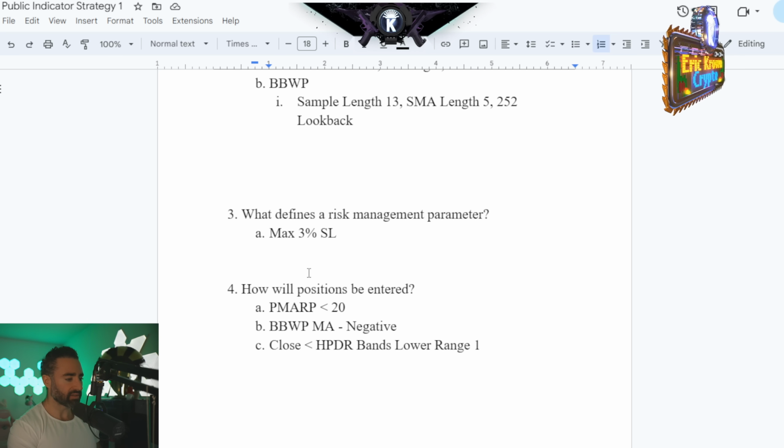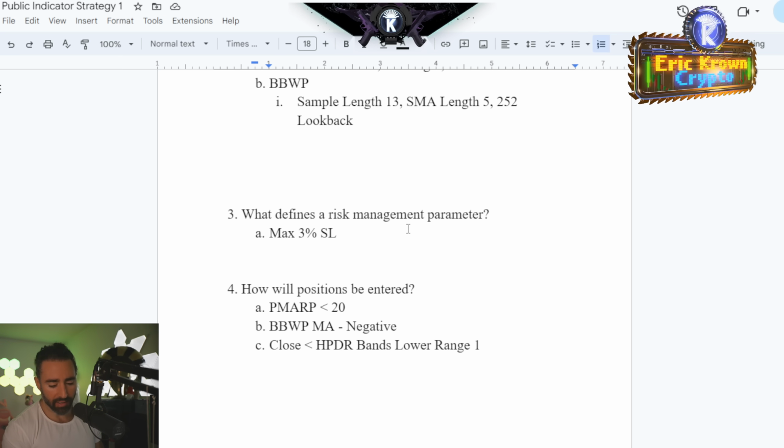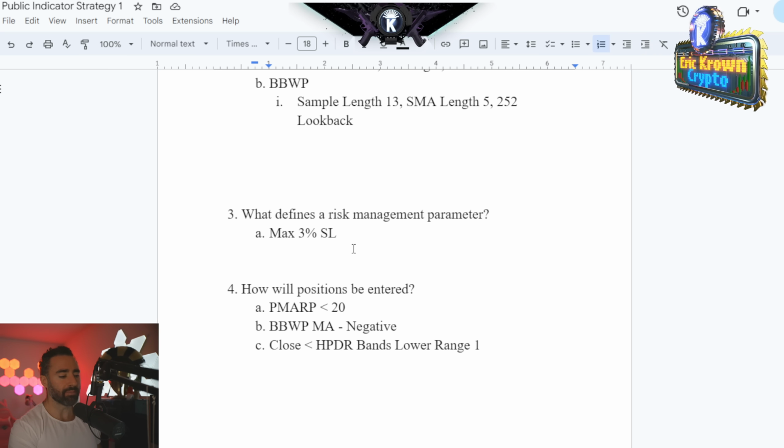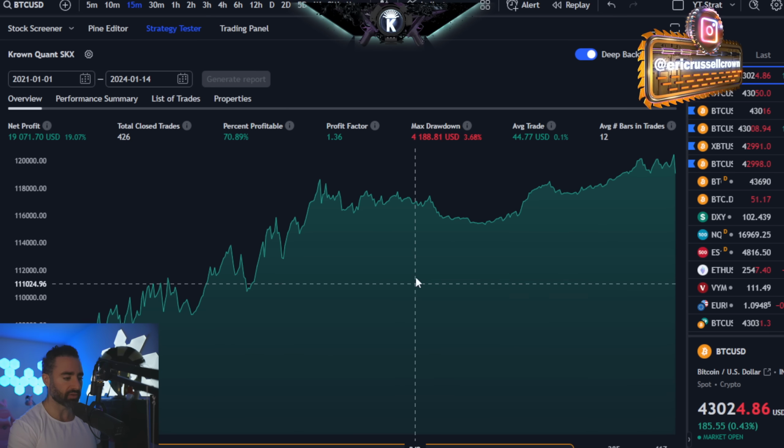And then what defines a risk management parameter? If we do want to have a hard stop, then it would be a max 3% stop loss. That is what this strategy over here in these results was tested with.